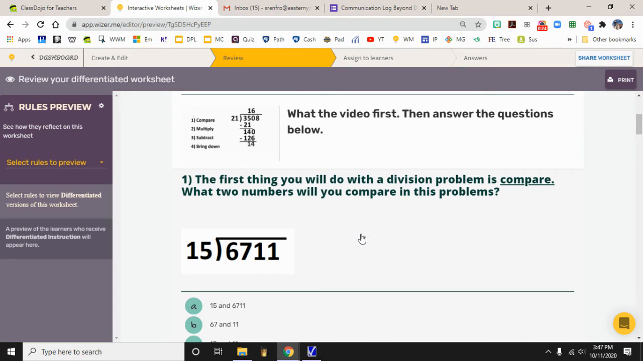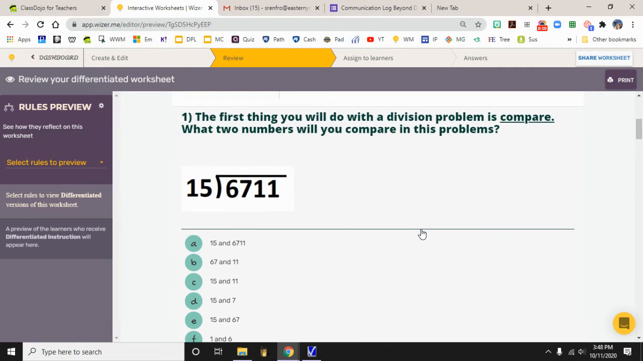Number one, the first thing you will do with a division problem is compare. What two numbers will you compare in this problem? Well, this 6 is smaller than this 15. So without using the zero step, the first two numbers you would compare is the 67 and the 15. All right. So again, because this is smaller, you're going to compare the 15 and the 67.